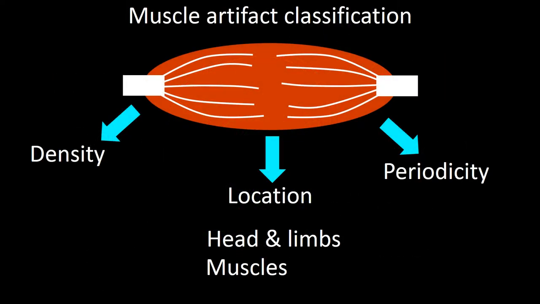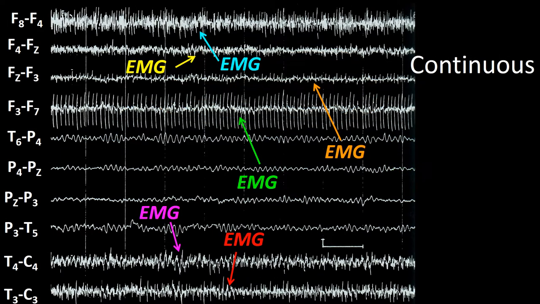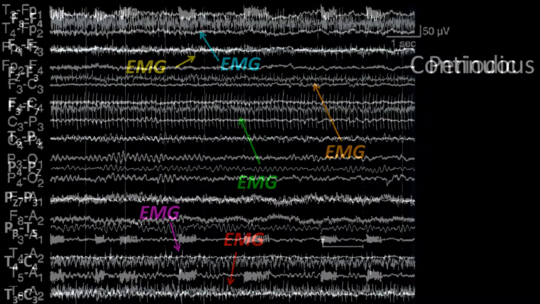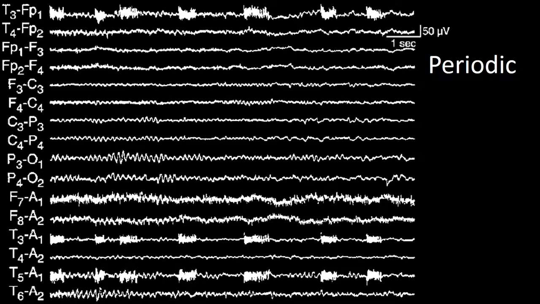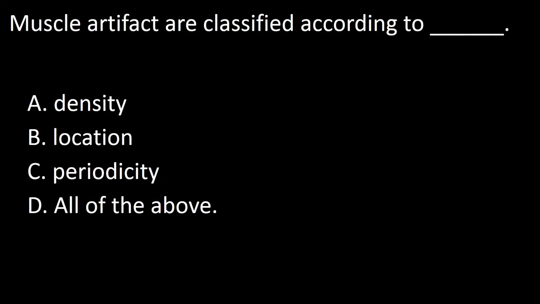Muscle artifacts can also be classified according to a third modality, which is their periodicity. This is an example of continuous muscle artifact of different densities. This is an example of periodic muscle artifact. So the answer to this question is D.